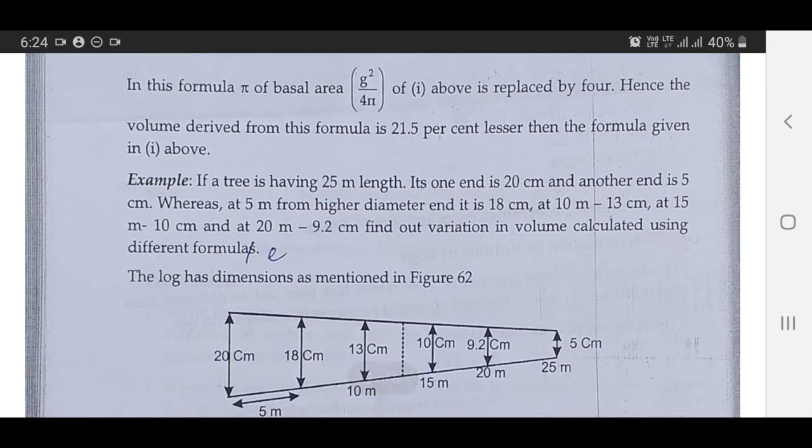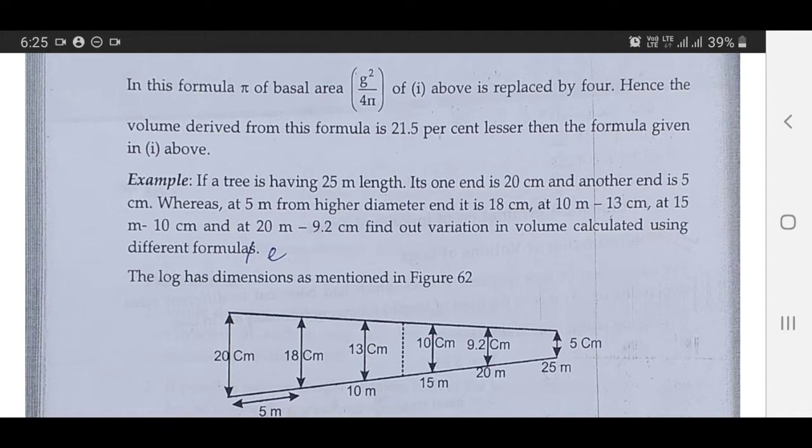I am giving here an example so that you may clearly understand how to calculate the volume of taper logs. If a tree is having 25 meter length, its one end is 20 centimeter and another end is 5 centimeter, whereas at 5 meter from higher diameter end it is 18 centimeter, at 10 meter 13 centimeter, at 15 meter 10 centimeter, and at 20 meter 9.2 centimeter. Find out variation in volume calculated using different formulae.